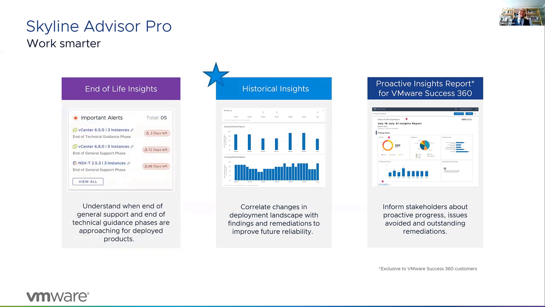And then secondly, we've got historical insights, right? Advisor Pro provides the ability to associate key events in your environment, like a configuration change, for example, with findings that will either appear or disappear as a result of that change. So it's a great way to see cause and effect, whether it's identifying where an event created an issue or resolved an existing one.